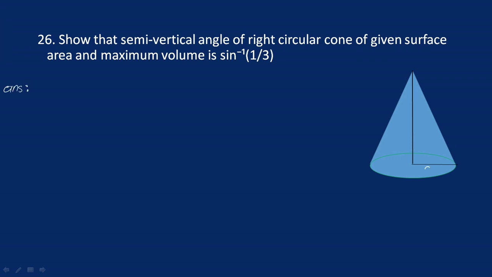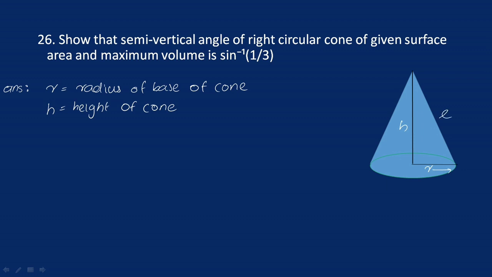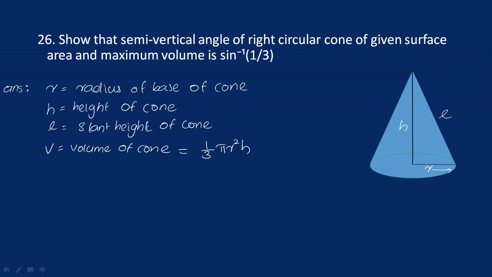Let r be the radius of the base of the cone, h the height of the cone, and l the slant height of the cone. Now we have V as the volume of the cone, which is equal to 1 by 3 pi r square h. Now S is the surface area of the cone, which is equal to pi r square plus pi r l.